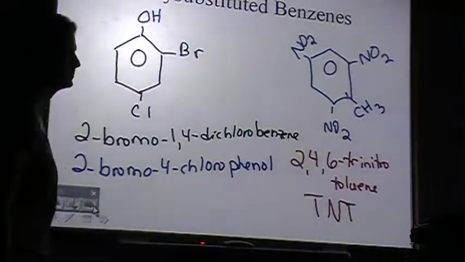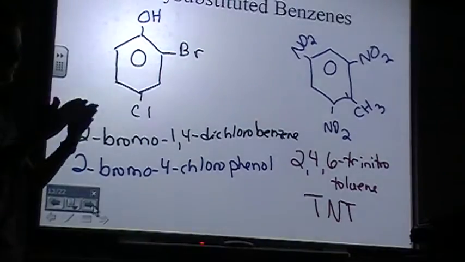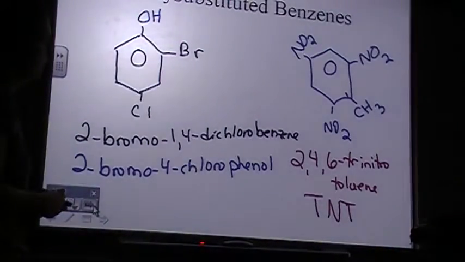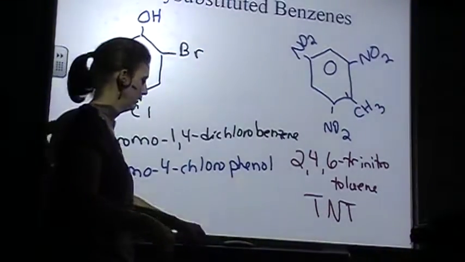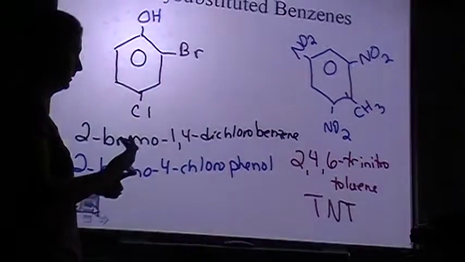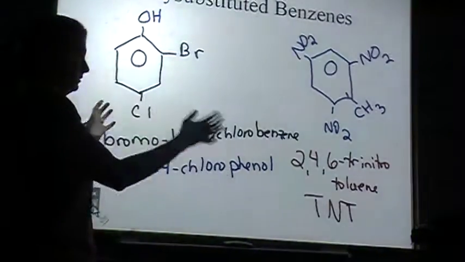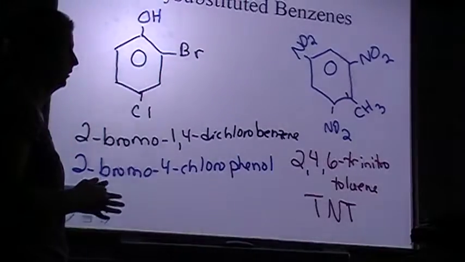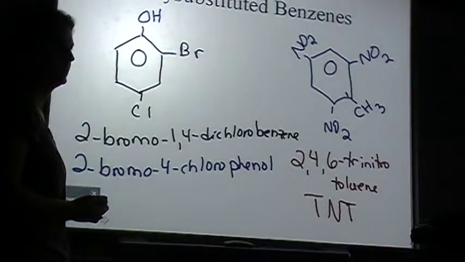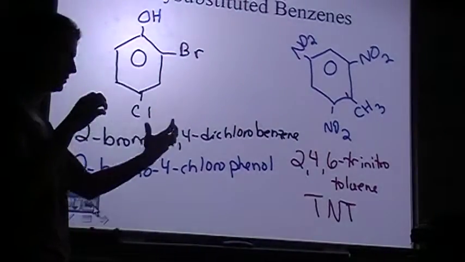TNT. Yeah, an explosive. It gets its name, the TNT, from the trinitrotoluene. There are a lot of chemicals that you just know the initials of them, and the initials come from the structure, like DDT. Well, you don't know the name of it. It comes from the structure.